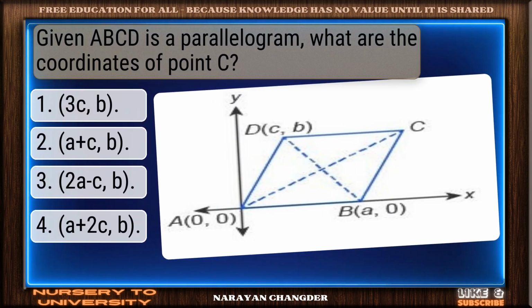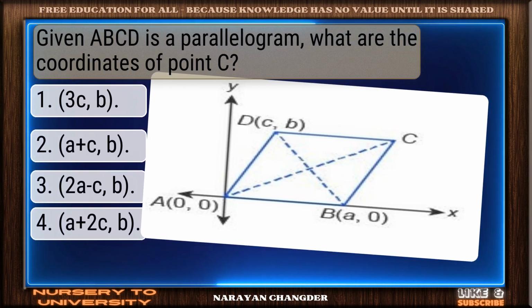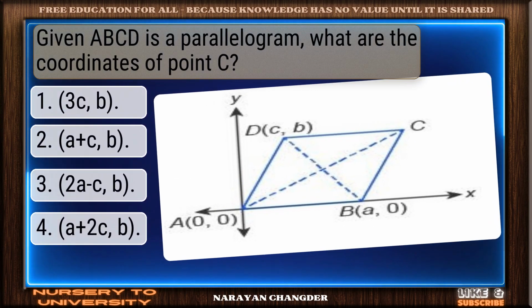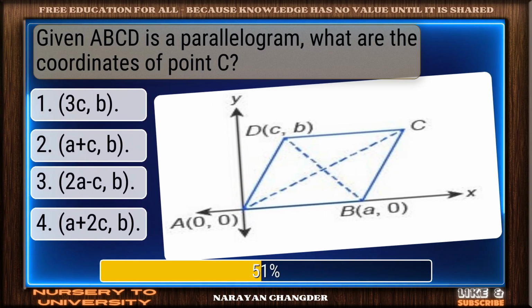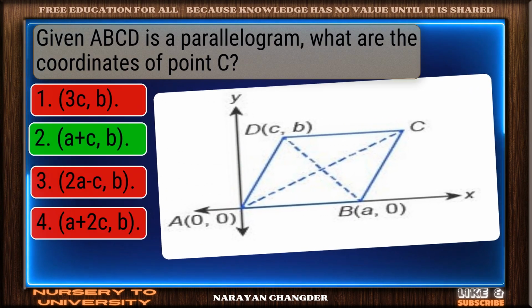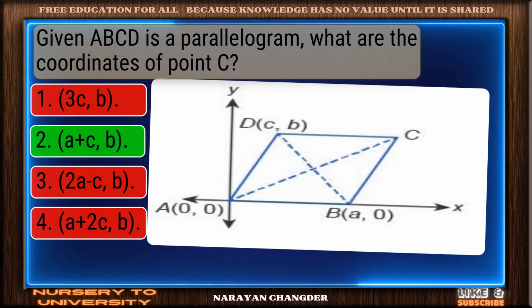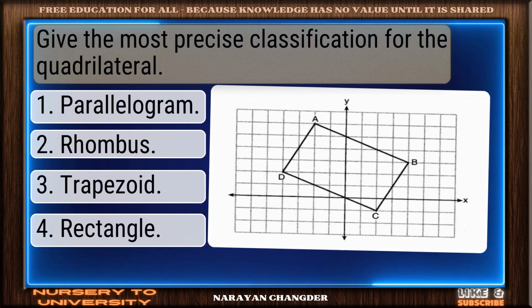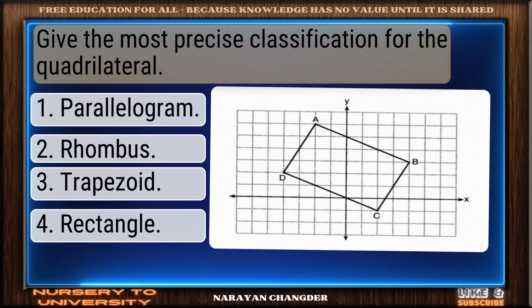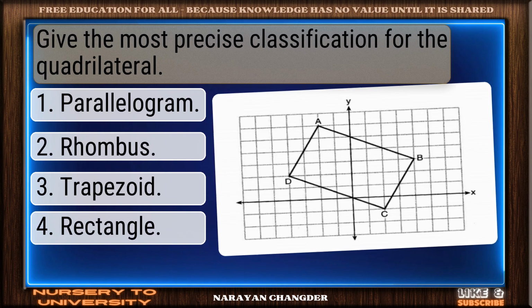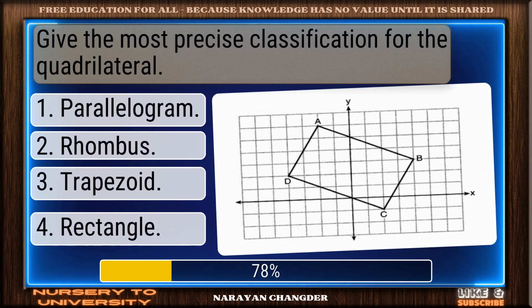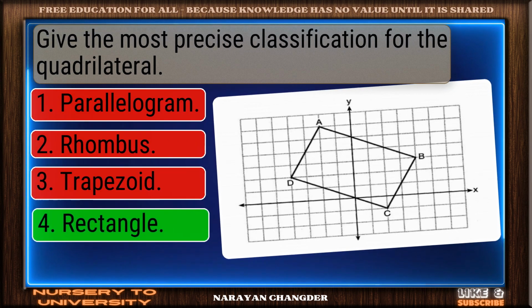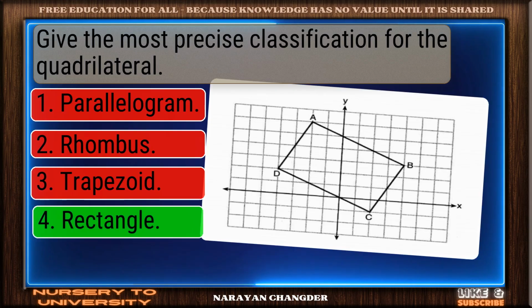Question number 11. Given ABCD is a parallelogram, what are the coordinates of point C? Nicely done. This is a solid answer. Question number 12. Give the most precise classification for the quadrilateral. Strong choice. Rectangle is the right answer.